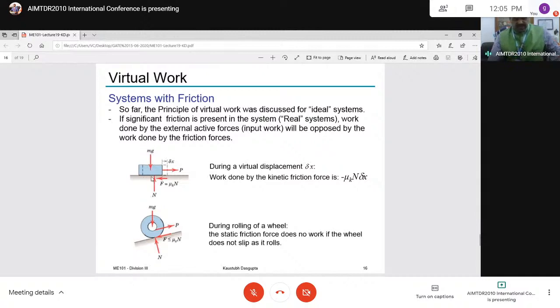Because gravity is acting downwards and this is horizontal, the work is P into delta x. Delta x is the displacement, and the frictional force is F. F is in terms of normal reaction. Normal reaction is mg. That's why mu into mg. That is what we will consider in the total work done.